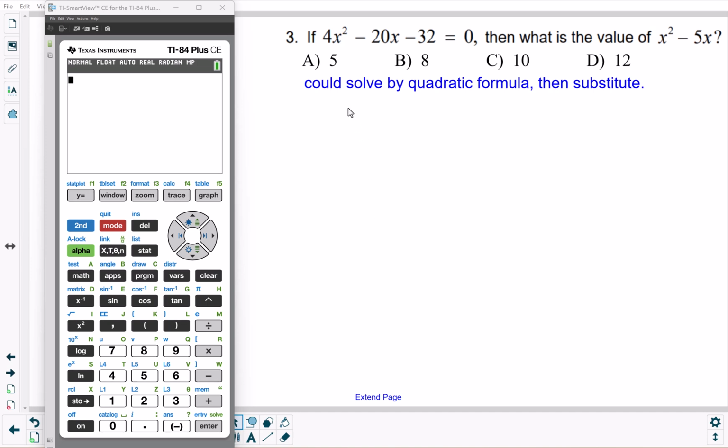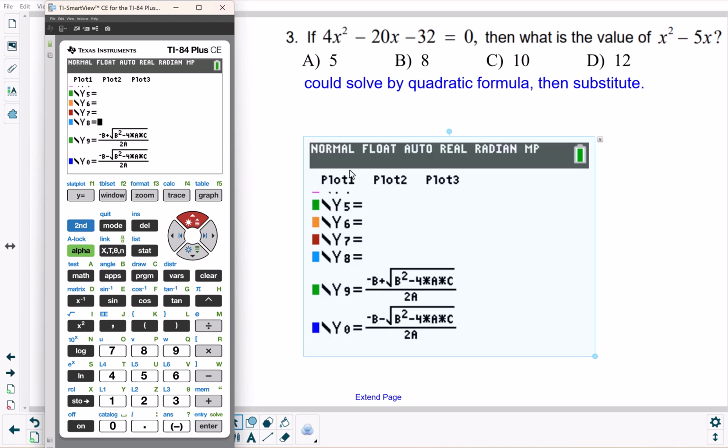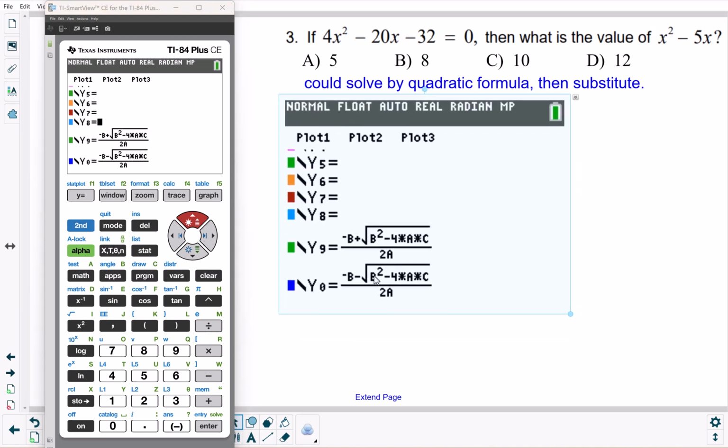A second way, as I mentioned before, could be by solving using the quadratic formula and then substituting. And so I always have the quadratic formula in my y equals, in Y9 and Y0, the two parts to it, and they're turned off. Pull that off so you could see those. Hopefully those look familiar to you. And so what I'm going to do is use the calculator to calculate the solutions.